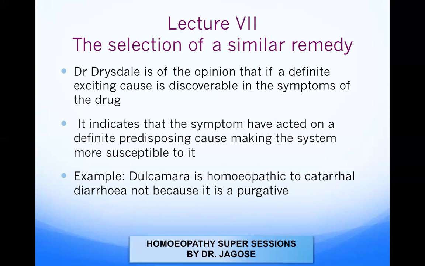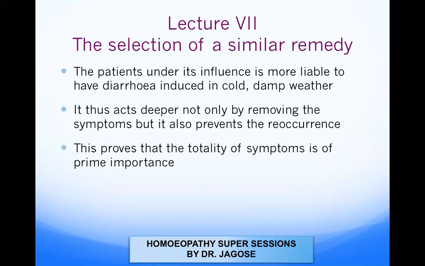Example: dulcamara is homeopathic to catarrhal diarrhea, not because it is a purgative. The patient under its influence is more liable to have diarrhea induced in cold, damp weather. It thus acts deeper, not only by removing the symptoms, but also by preventing the recurrence. This proves that the totality of symptoms is of prime importance.